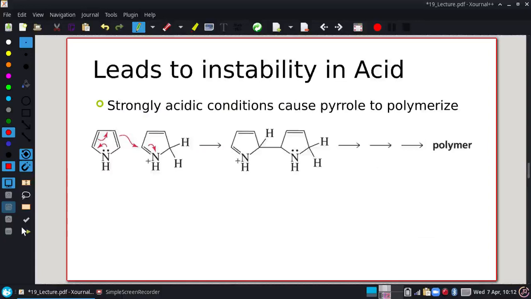All right, this leads to a storage issue. Turns out pyrrole is not a good substance to store for any length of time, because if it gets exposed to too strong of an acid and starts that process of protonating, they will attack each other, and it makes a polymer. Now, this actually happened here at our school. We had a sample of pyrrole that was just a jar of plastic, I guess you could say, because it had gotten exposed to some acid and had polymerized inside the container.